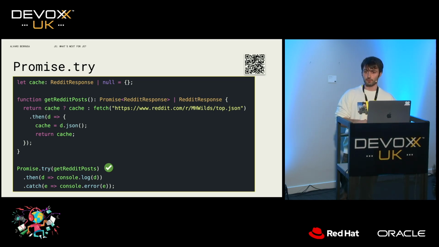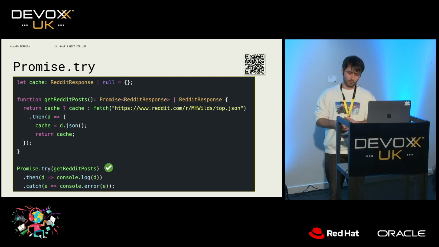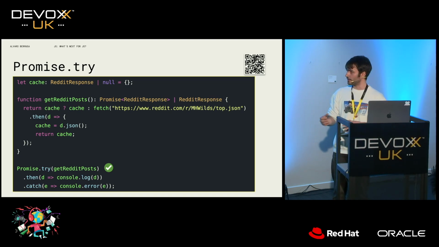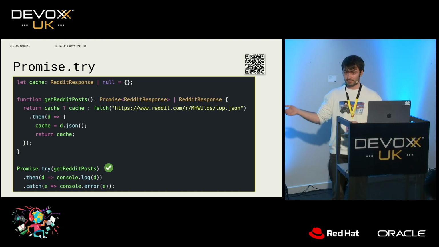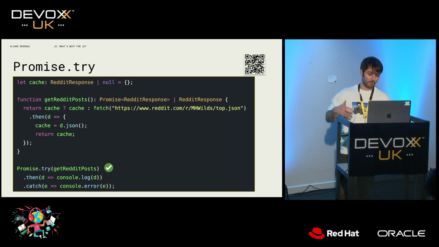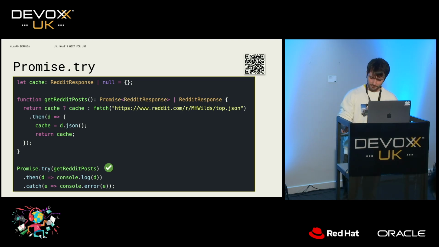Promise.try will always wrap your method in a promise, and then you can always assume that what is returned is another promise. So if you return an object like cache, then this will be a Promise.resolve of cache. If you throw an exception, then it will be rejected. It will be a Promise.reject, and then it will be caught in the catch of the promise. So yeah, very cool.